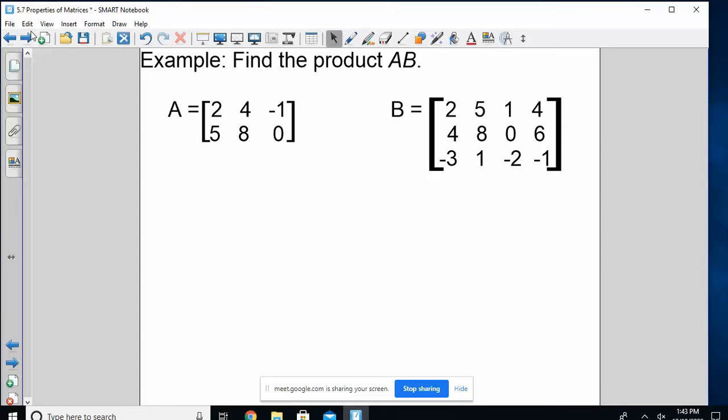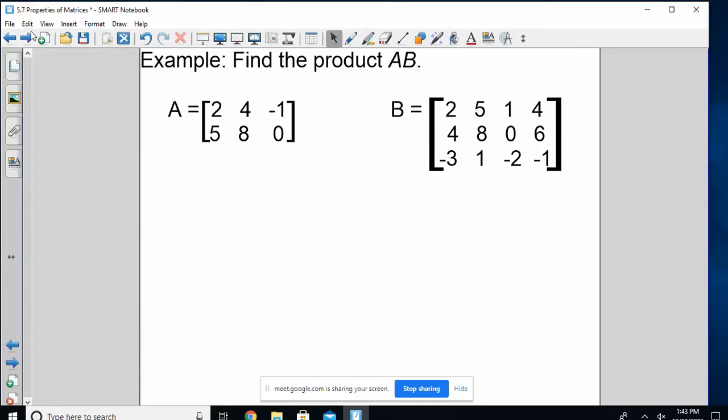Okay, now I'm in row 1, column 4. So we take row 1 times column 4. So 2 times 4 is 8. 4 times 6, 24. Negative 1 times negative 1 is positive 1. Add those together, and we get 33. Moving on. Now we're in row 2.